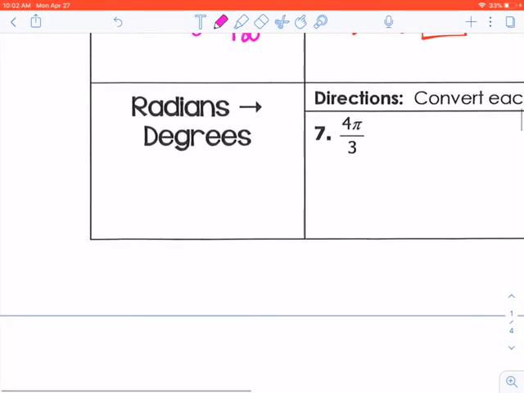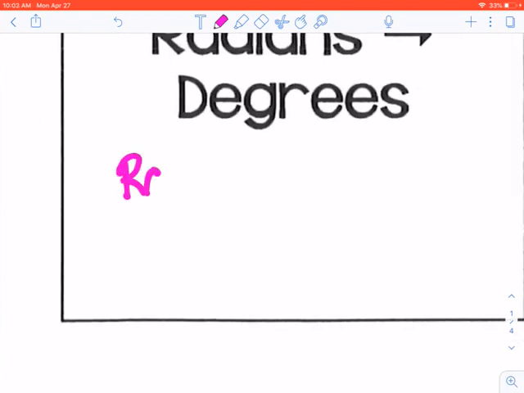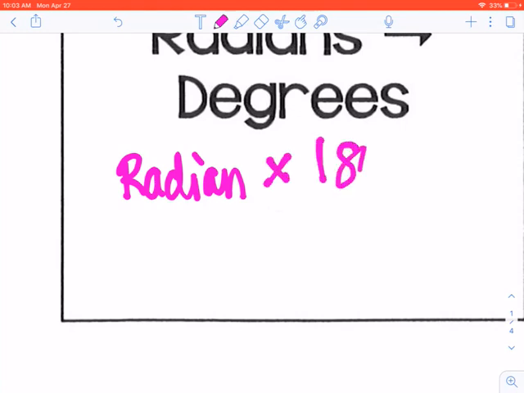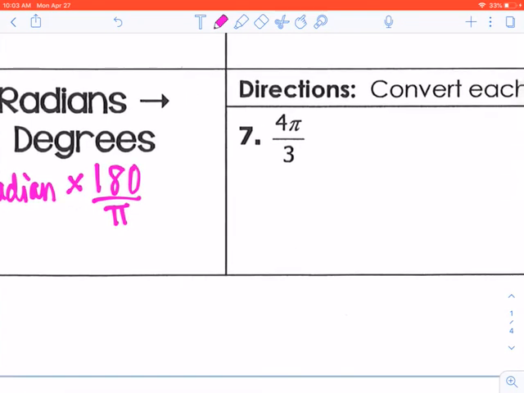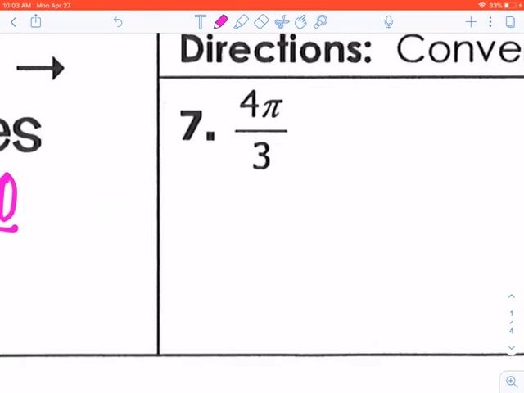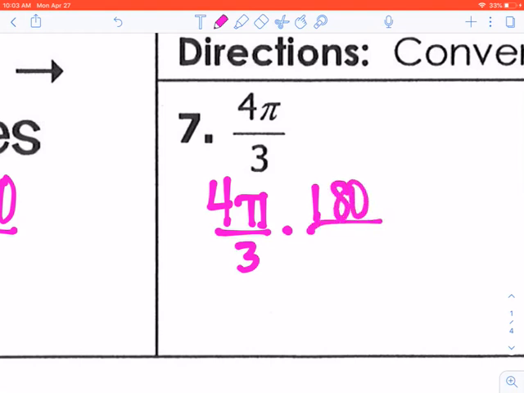Now, if I want to convert from radians to degrees, I'm going to take the radian, and I'm going to multiply it times 180 divided by pi. Okay? And what will happen here is every single time that pi will cancel. And then you'll end up with your degrees, okay? So, I have a radian. I know it's a radian right here, 4 pi over 3, because it has that pi value in it. So, I'm going to take 4 pi over 3, and I'm going to multiply it times 180 divided by pi, okay?